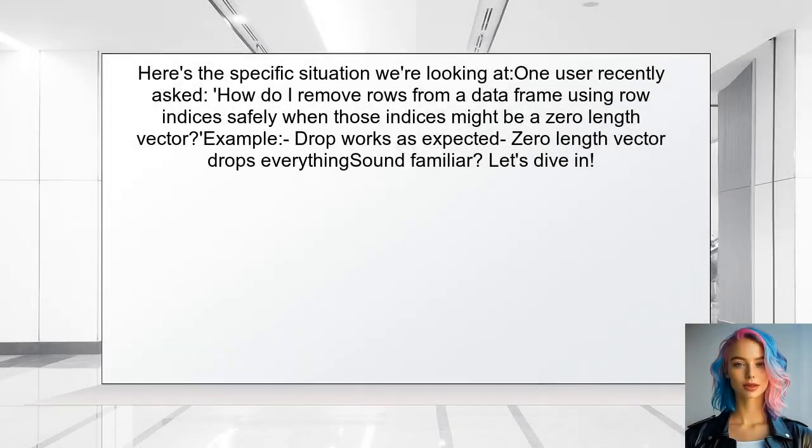Here's the specific situation we're looking at. One user recently asked, how do I remove rows from a data frame using row indices safely when those indices might be a zero-length vector? They provided an example where dropping rows worked as expected, but when the indices were zero length, everything was dropped. Sound familiar? Let's dive into this together.